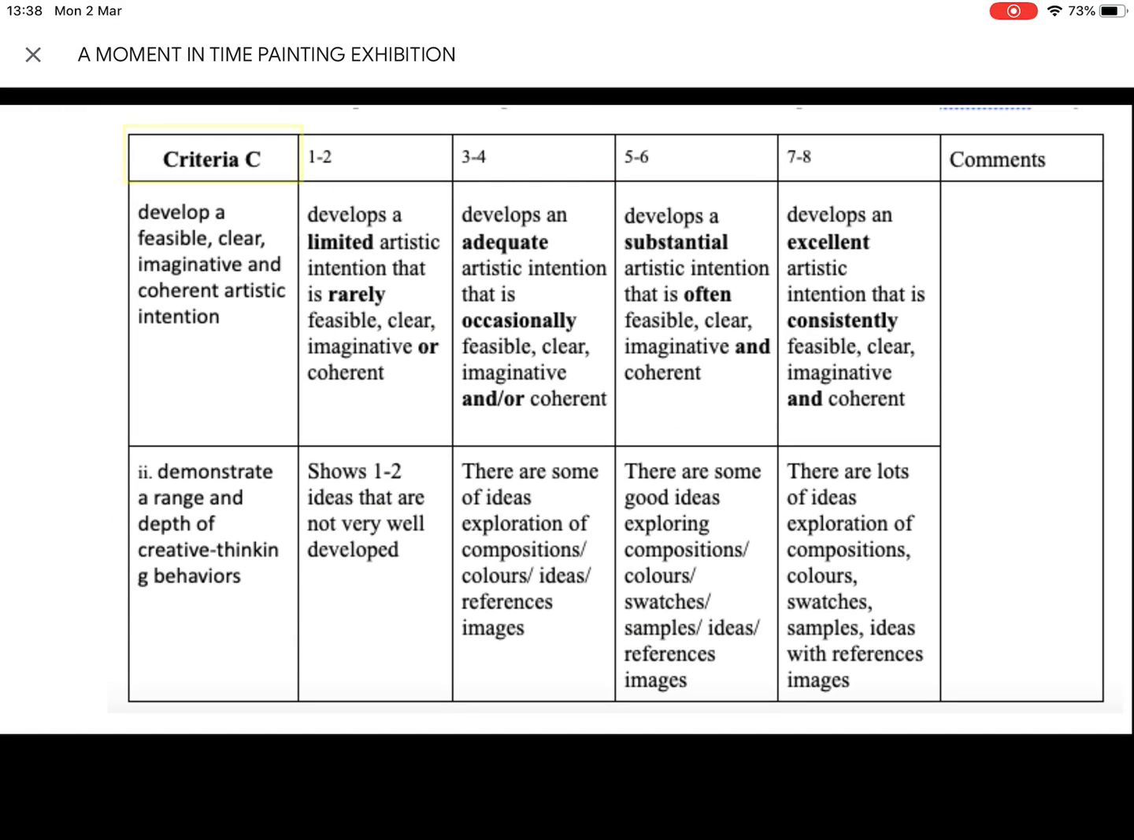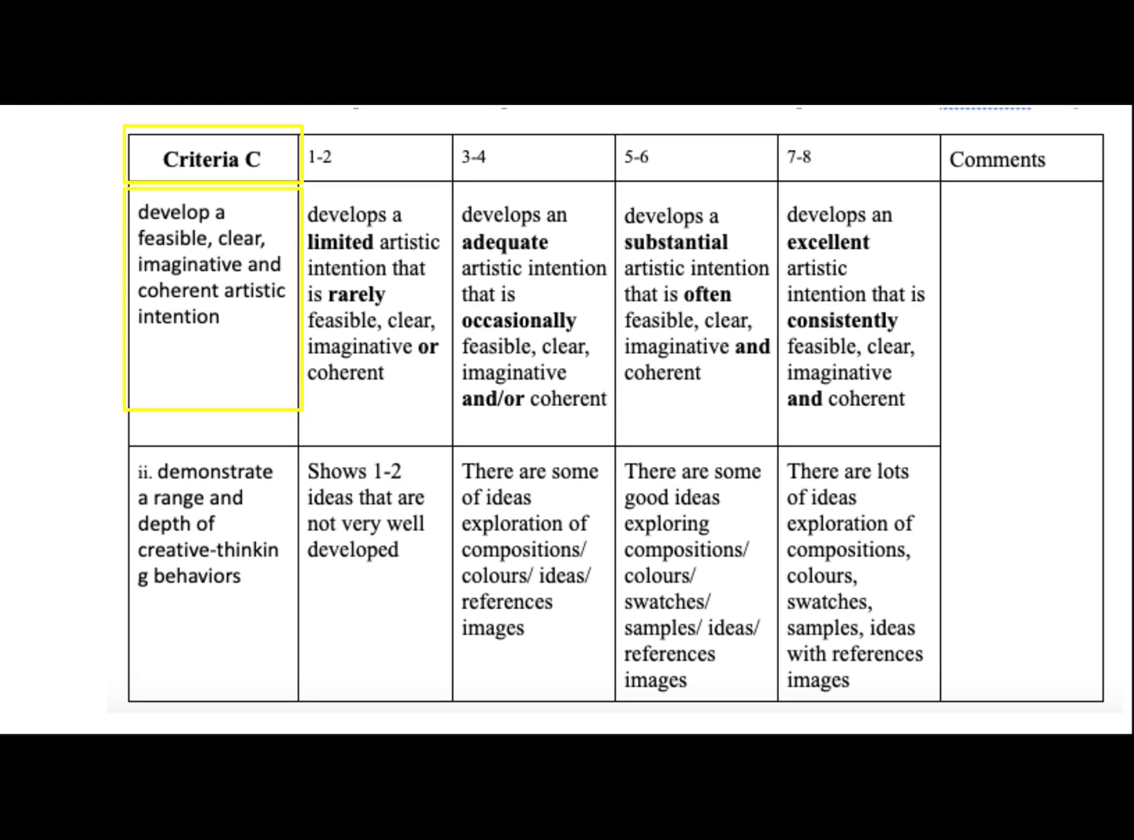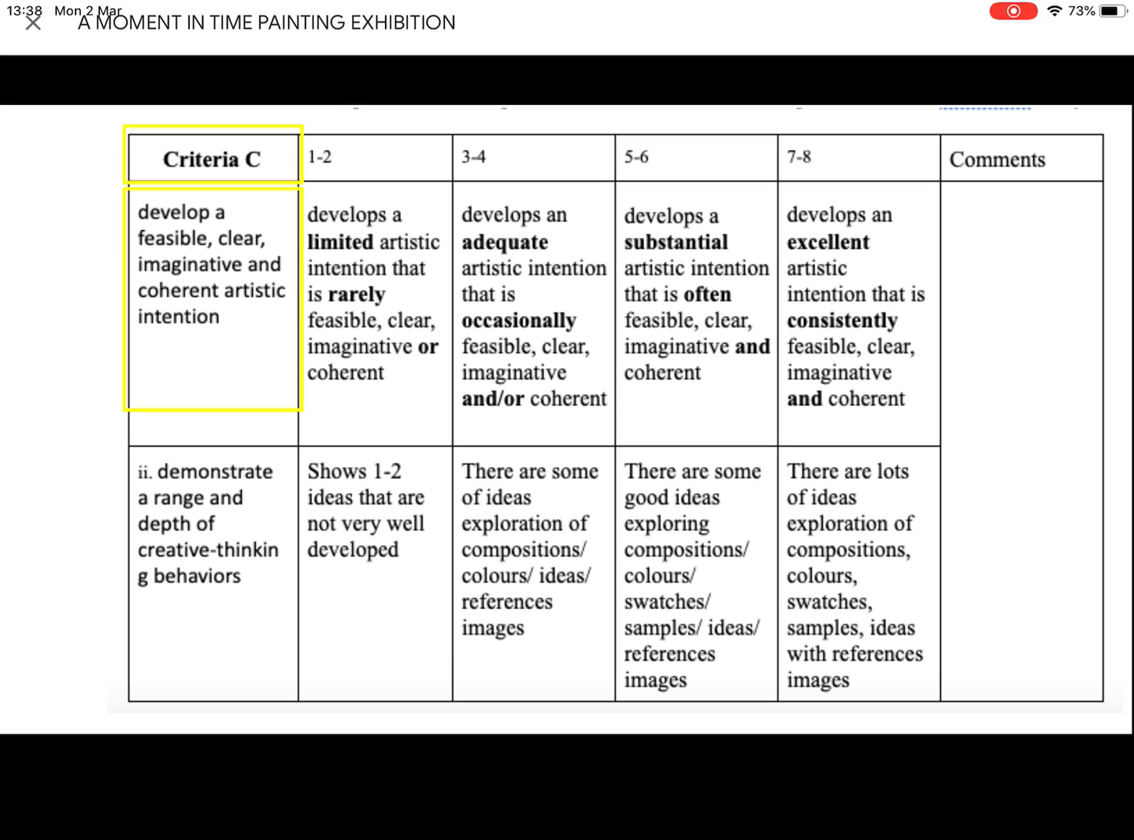So for this part in your sketchbook, go away. You'll be assessed for criteria C. So criteria C, the first part that we're looking for is that it's a feasible, clear, imaginative and coherent artistic intention. So make sure that your annotations are showing what it is that you're thinking and what it is that you're doing, and we can understand all the ideas that you're developing.